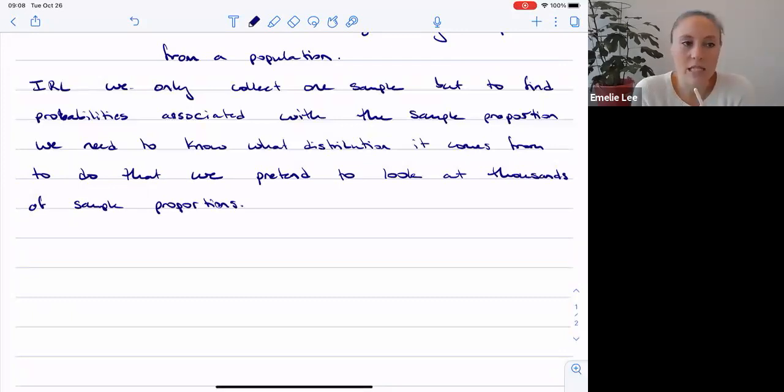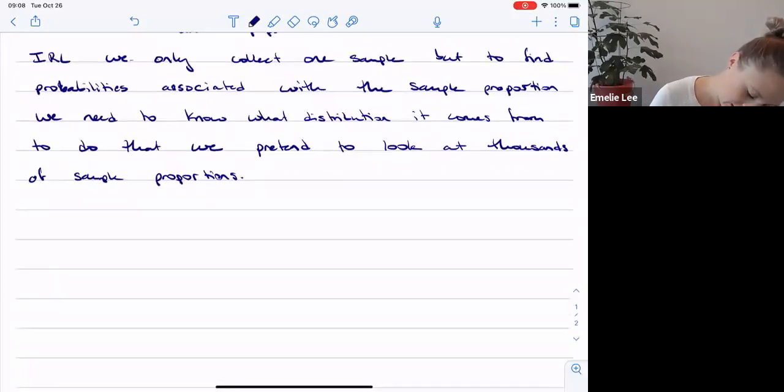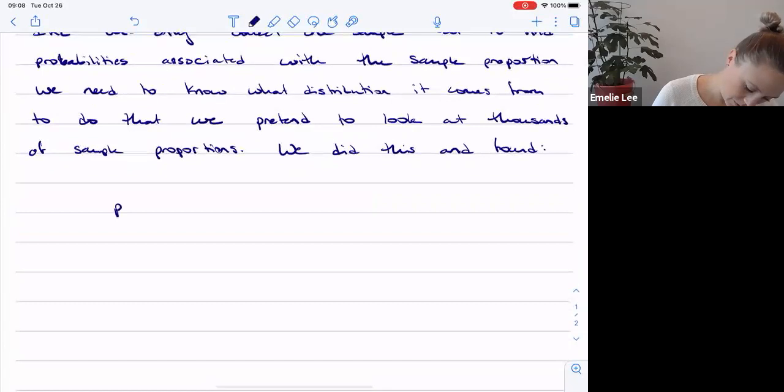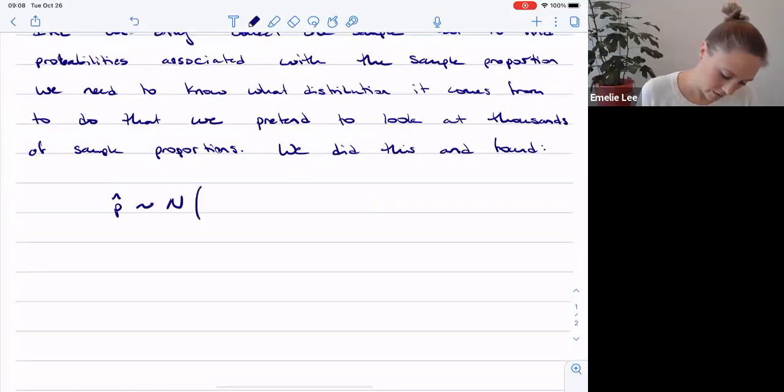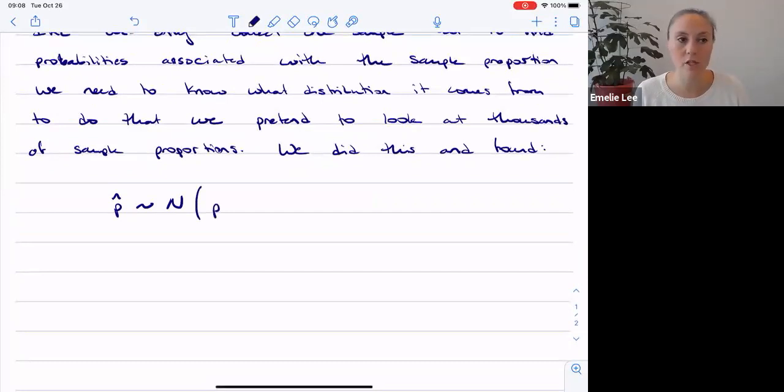And then what we found last day, we did this and found that p hat, the sample proportion, follows a normal distribution, technically with a center of the population proportion. Do we deliberately make samples? No, those will happen naturally. So what happens is we naturally get this normal distribution. And that's kind of cool.